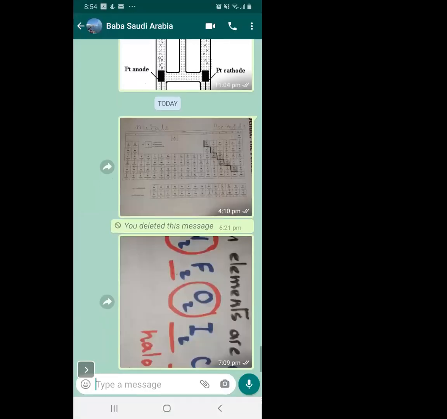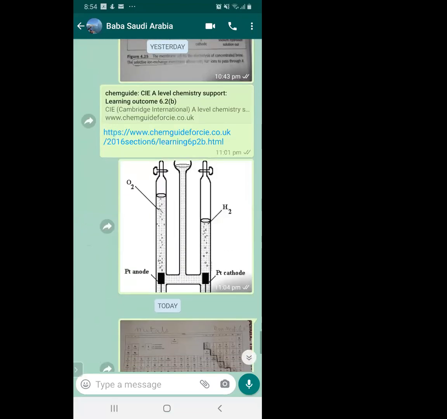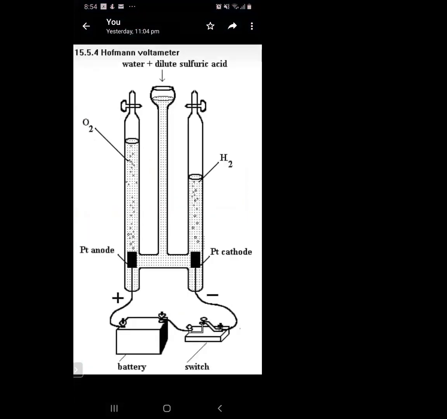Basically, it is electrolysis of acidified water, and we are getting the products hydrogen and oxygen gas. But this apparatus is designed in such a way that hydrogen and oxygen gas are not allowed to mix with each other. So they have been separated so that we can get them, and we can use them for various purposes. That's all about this apparatus.